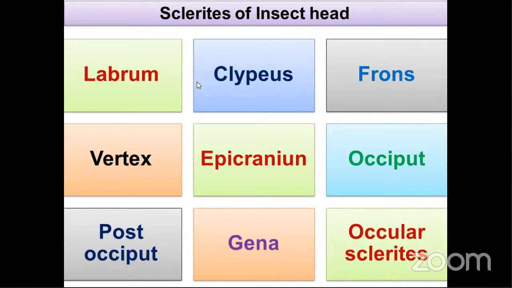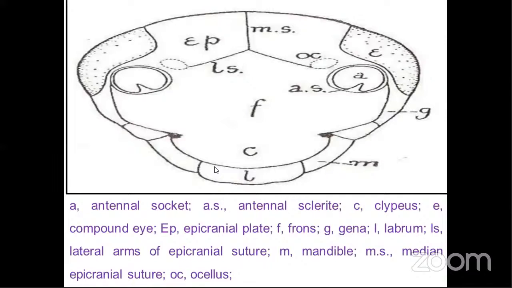First we will discuss the labrum, which we already discussed here. Labrum means the upper lip of the oral cavity. It is freely attached to the clypeus. You can see here, it is attached to the clypeus only. The clypeus is again divided into two types: anteclypeus, which is anterior, and postclypeus, which is posterior. Next, frons means facial part, facial area. Vertex means the top portion.